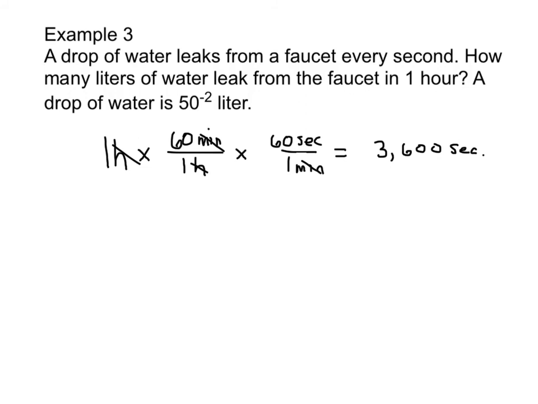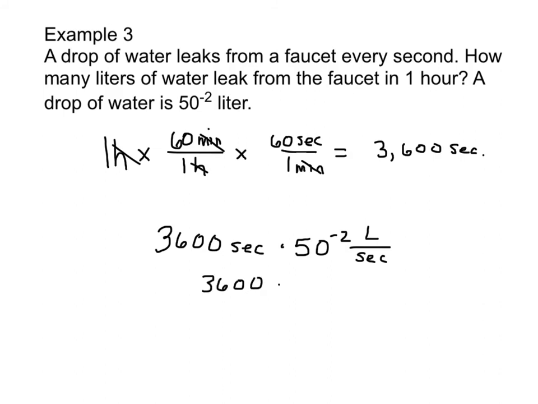So water leaks from the faucet at a rate of 50 to the negative 2 liters per second. So we have to multiply that by the rate. So we should take 3,600 seconds times 50 to the negative 2 power, which is liters per second. So we're just taking 3,600 times, now 50 to the negative 2 power, we flip it.